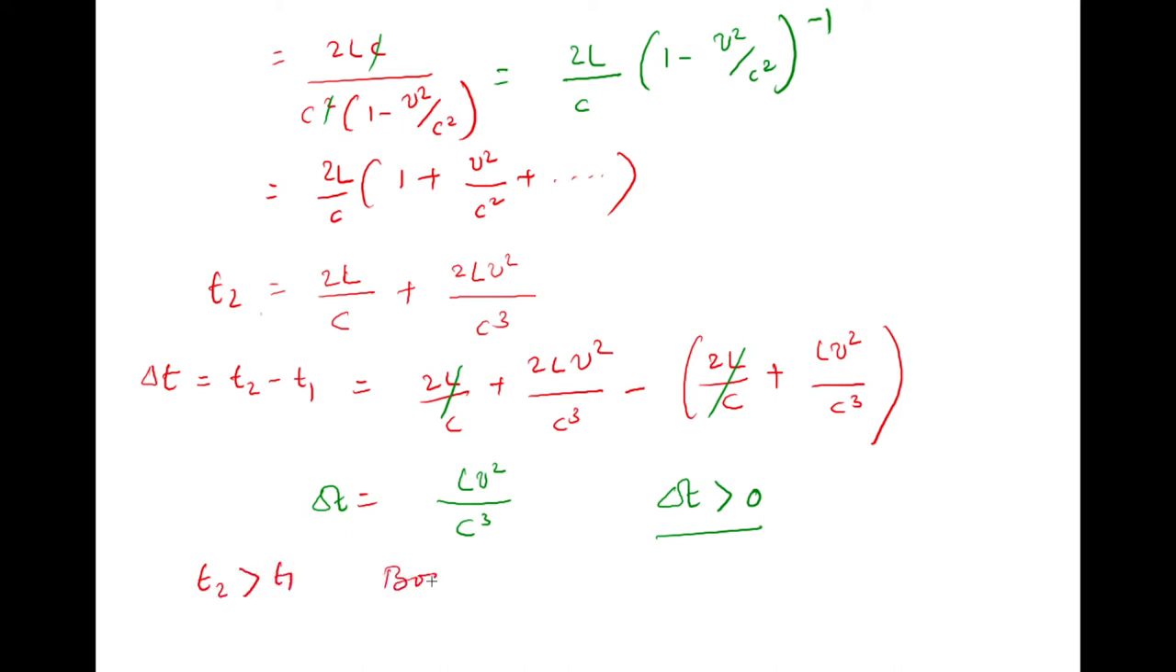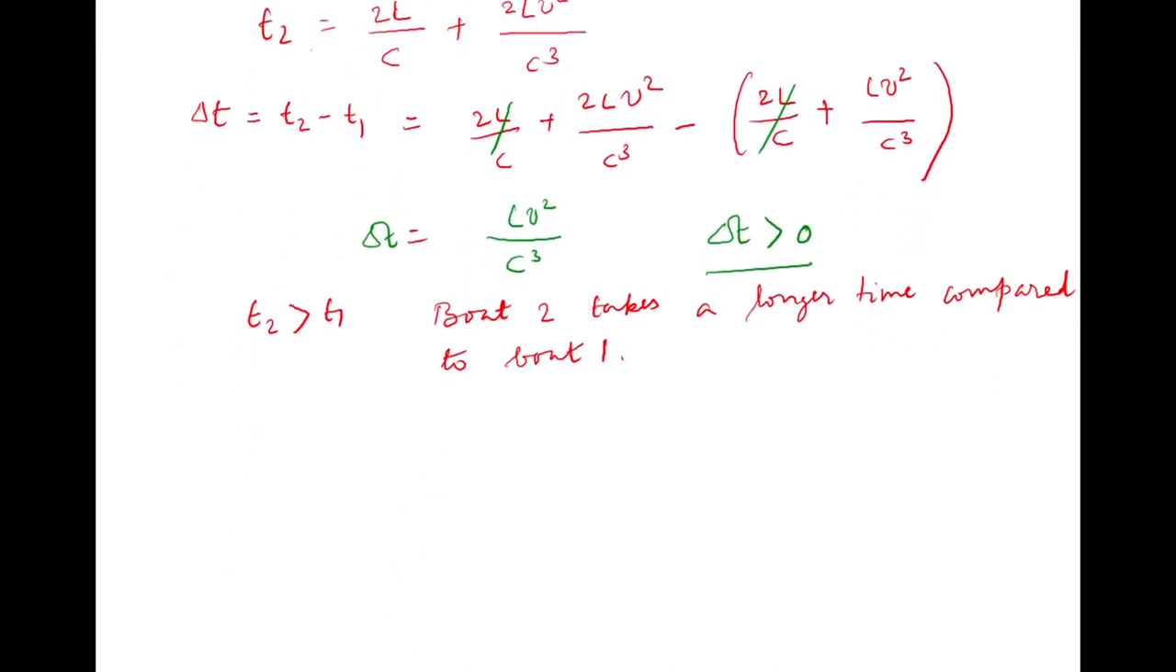So boat 2, which corresponds to the time T2 here, takes a longer time compared to boat 1. Since boat 2 takes a longer time compared to boat 1, this obviously means that boat 1 wins the race. So therefore, boat 1 wins the race.